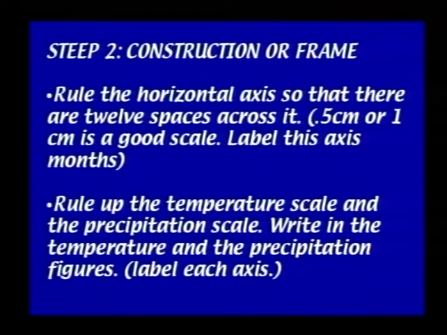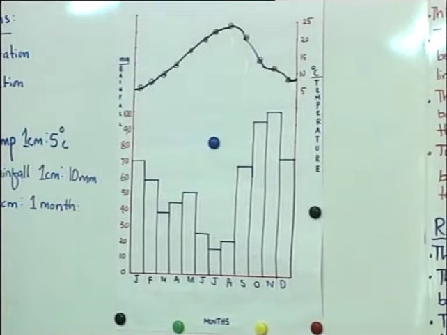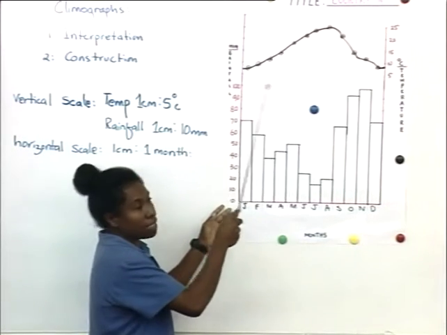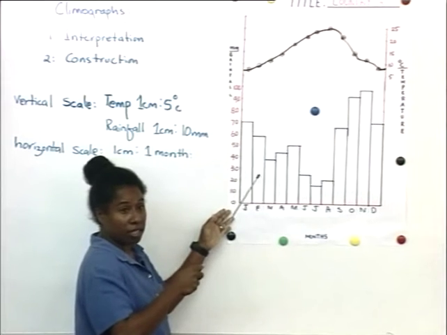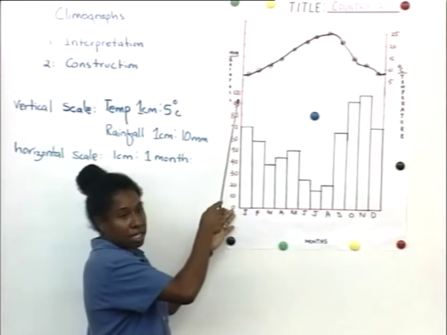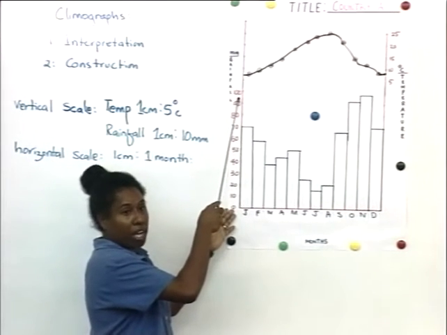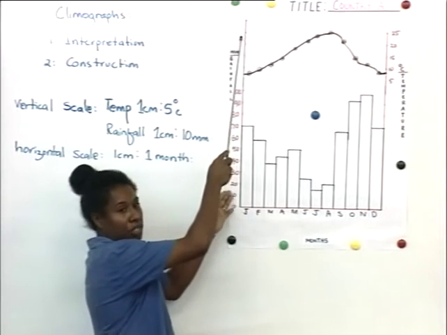One of the important points that I'd like you to also remember is the fact that when we are constructing a climograph, it is not necessary that we have rainfall on one side and temperature on the other side. We can put both rainfall and temperature on one vertical axis, as long as our scale is actually consistent for the rainfall and we have a good scale also for our temperature reading.